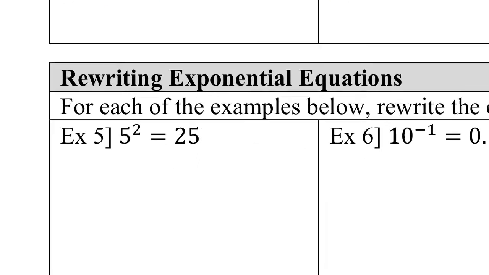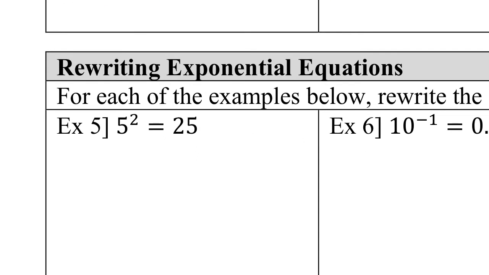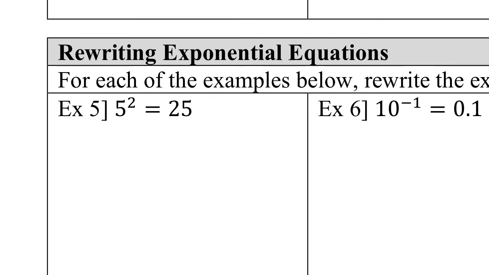Now let's go the other way. For each of the examples below, rewrite in log form. So again, 5 squared does equal 25. We're not worried about if it's true or not. We're just trying to write this in a different format. Remember, this was your base. So we're going to have log base 5 of 25 is equal to the exponent, 2. Log base 5 of 25 is equal to 2. It's always going across the equal sign first and then backwards.